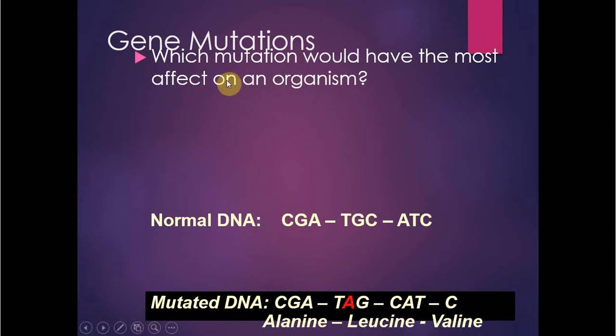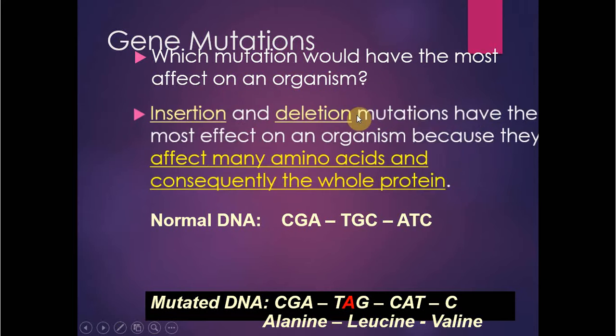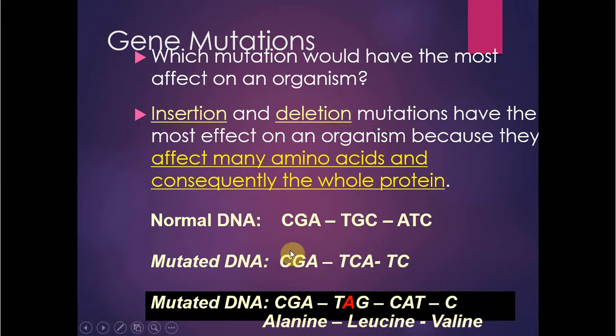Which mutation would have the most effect on an organism? Obviously it will be insertion and deletion. These have the most common effect on an organism because they affect many amino acids and consequently the whole protein. This is the normal DNA, while this is the mutated DNA. Here we see that in the mutated DNA, when one of the bases is deleted, the 3 codons are changed and it becomes now 2 codons.